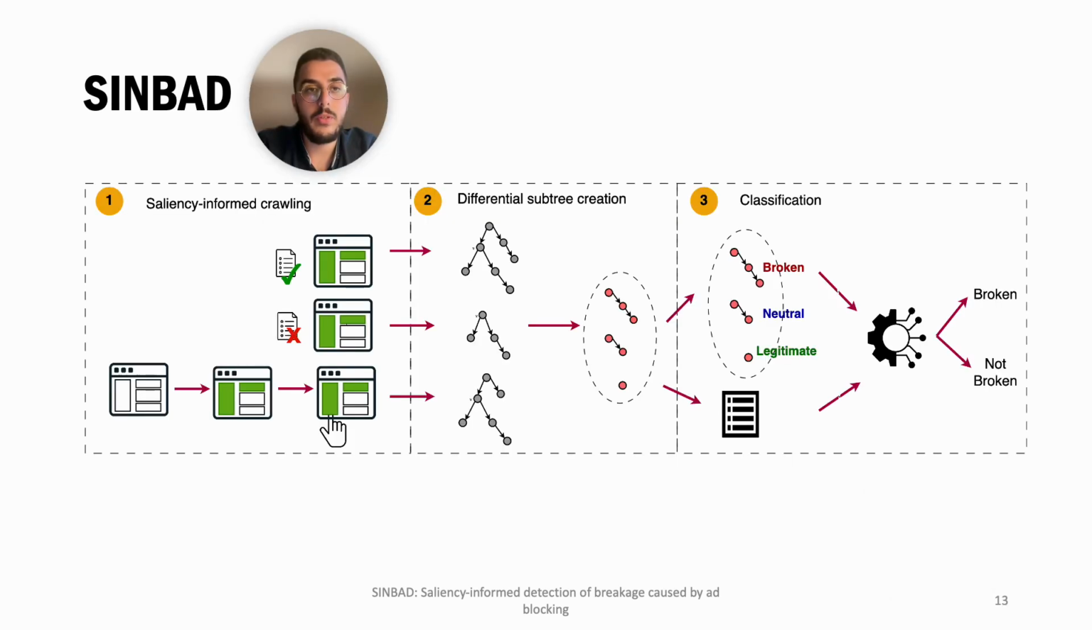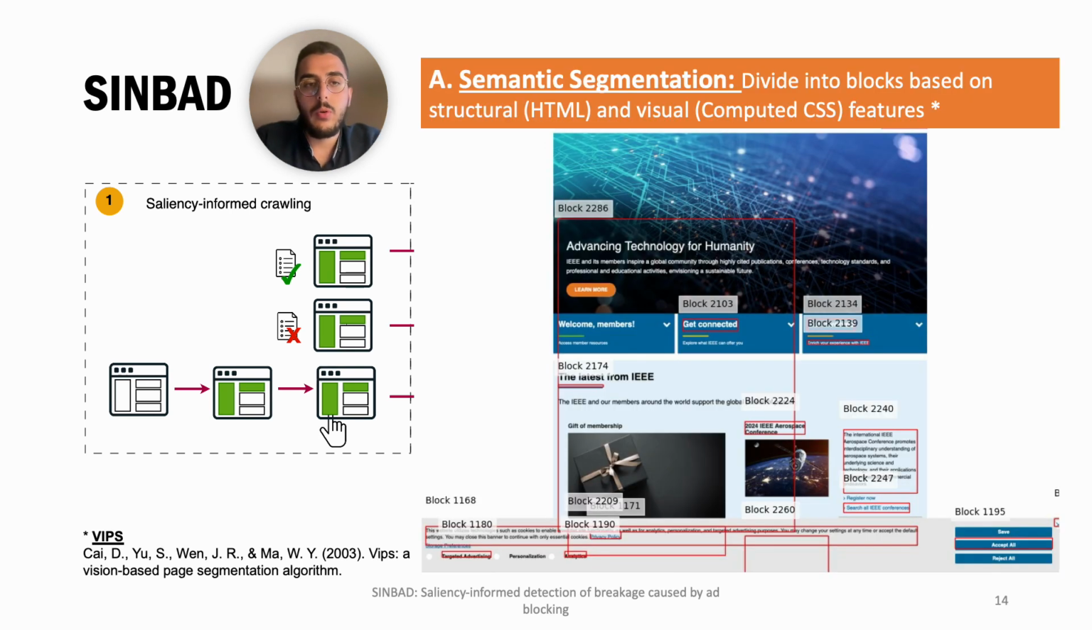SINBAD is a 3-part process. It starts by crawling the web page multiple times, and then we extract representations from these comparisons, which we then turn into features that we use to feed a classifier that detects whether a certain section is broken or not. And finally, we use a page level heuristic to give a label for the full page. For crawling, we crawl the page 3 times, once with the fixed filter list, once with the broken filter list, and once with no filter list for reference.